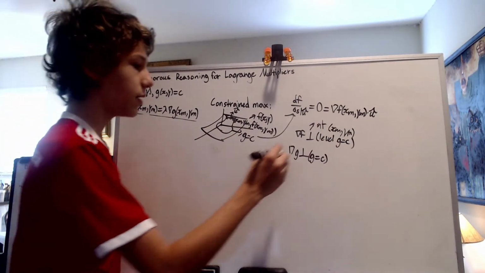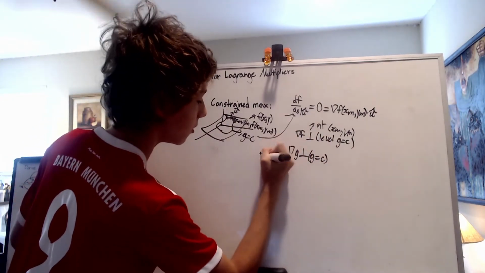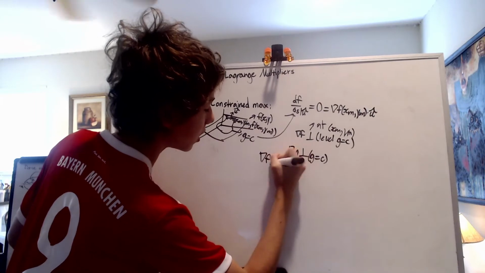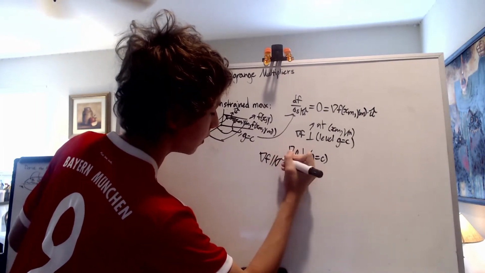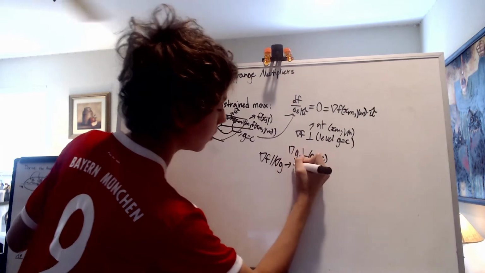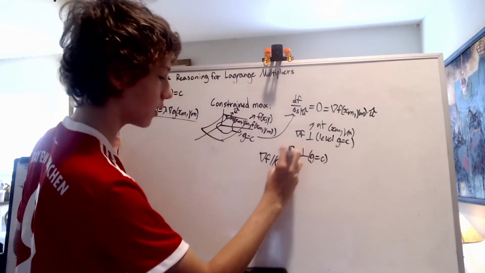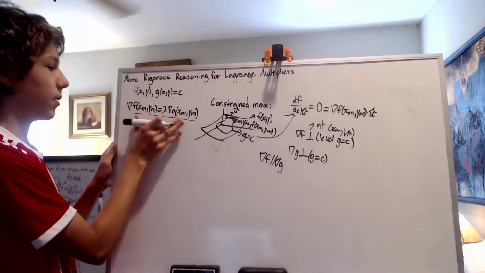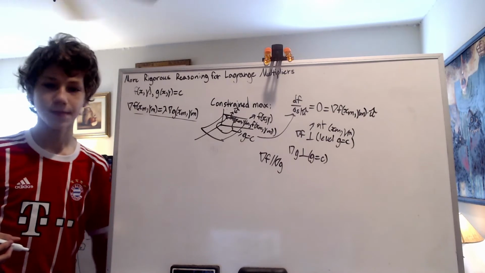Since both of these are perpendicular, they're parallel. Therefore, the gradient of f is parallel to the gradient of g, which is what we wanted to prove. This is exactly what Lagrange multipliers state, and that's going to finish this proof.